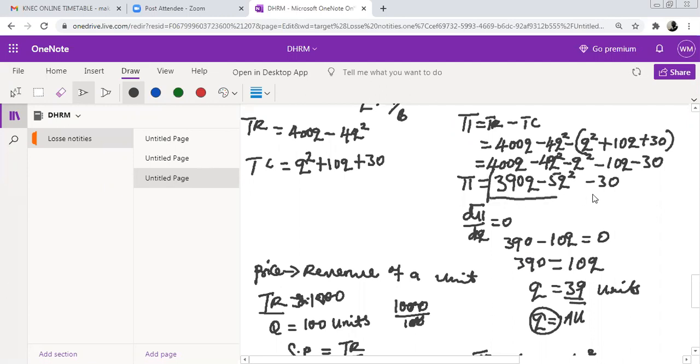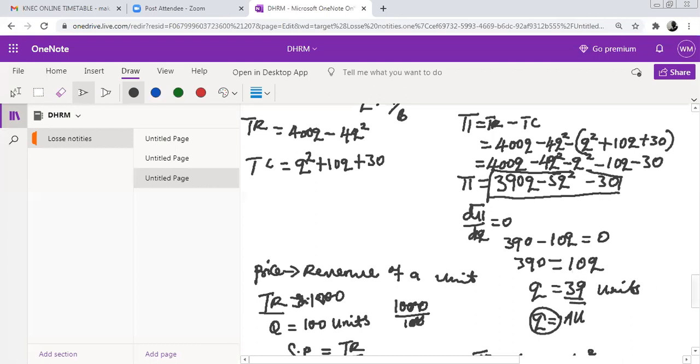Kindly mute so that we avoid the background interference. So we have got our profit function. Where we have a Q, we substitute with 39, and whatever we get is going to be our maximum profit. For Roman 3, that one is very direct. Q is 39, and that is the quantity that will maximize our profit. So we substitute that Q value in the profit function, and whatever we get is the maximum profit, because these are the units that maximize the profit.